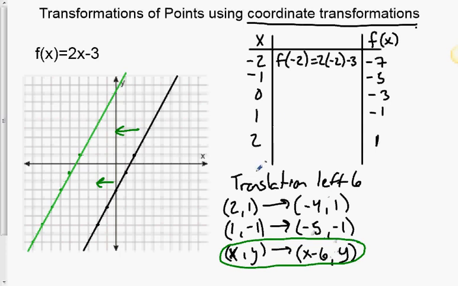In our next video, we'll take a look at reflections, and we'll take a look at some of the stretching that can take place in both the x and the y direction.